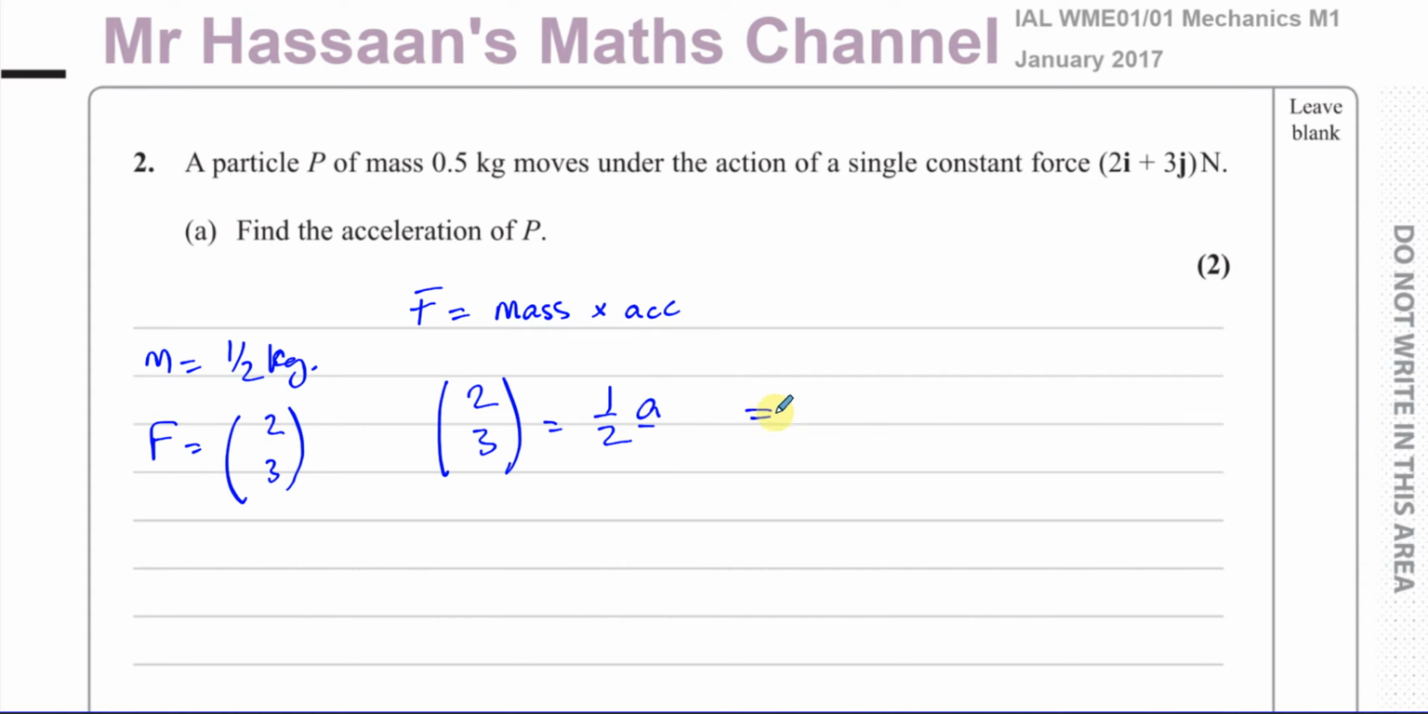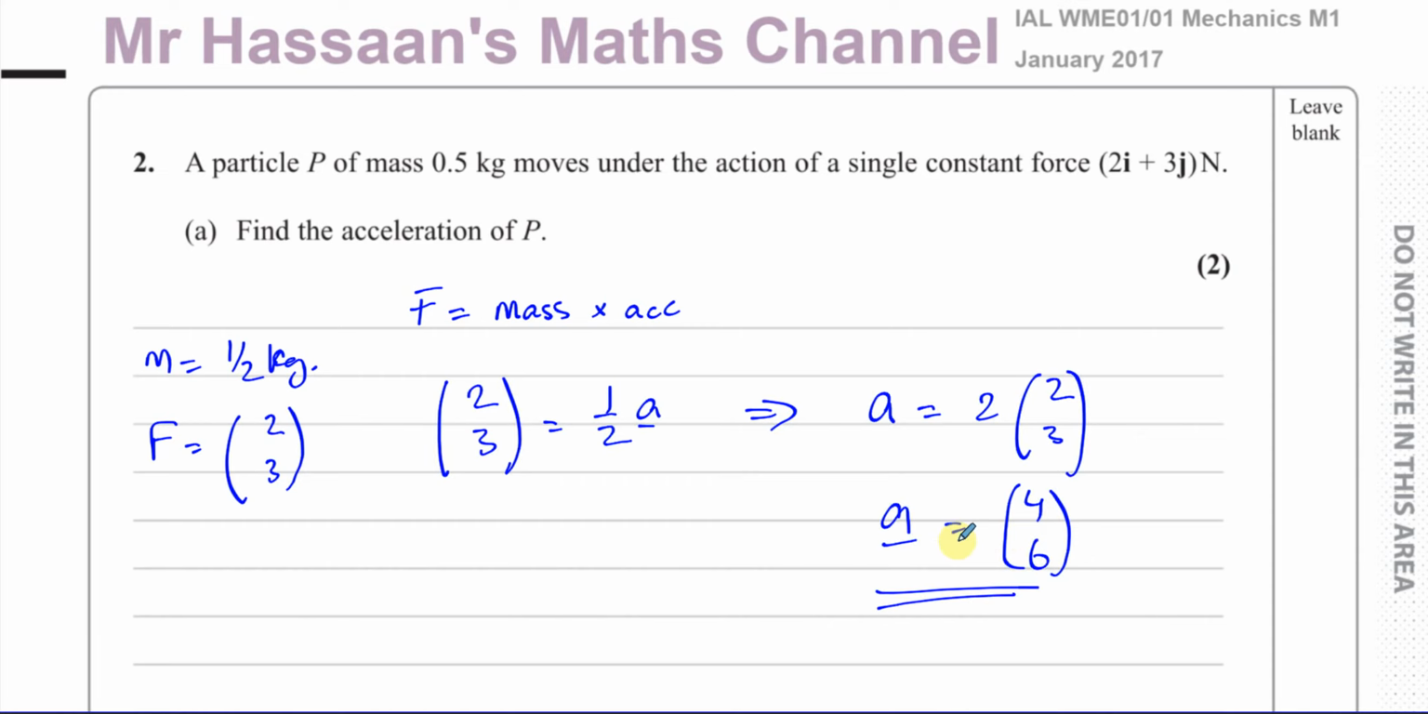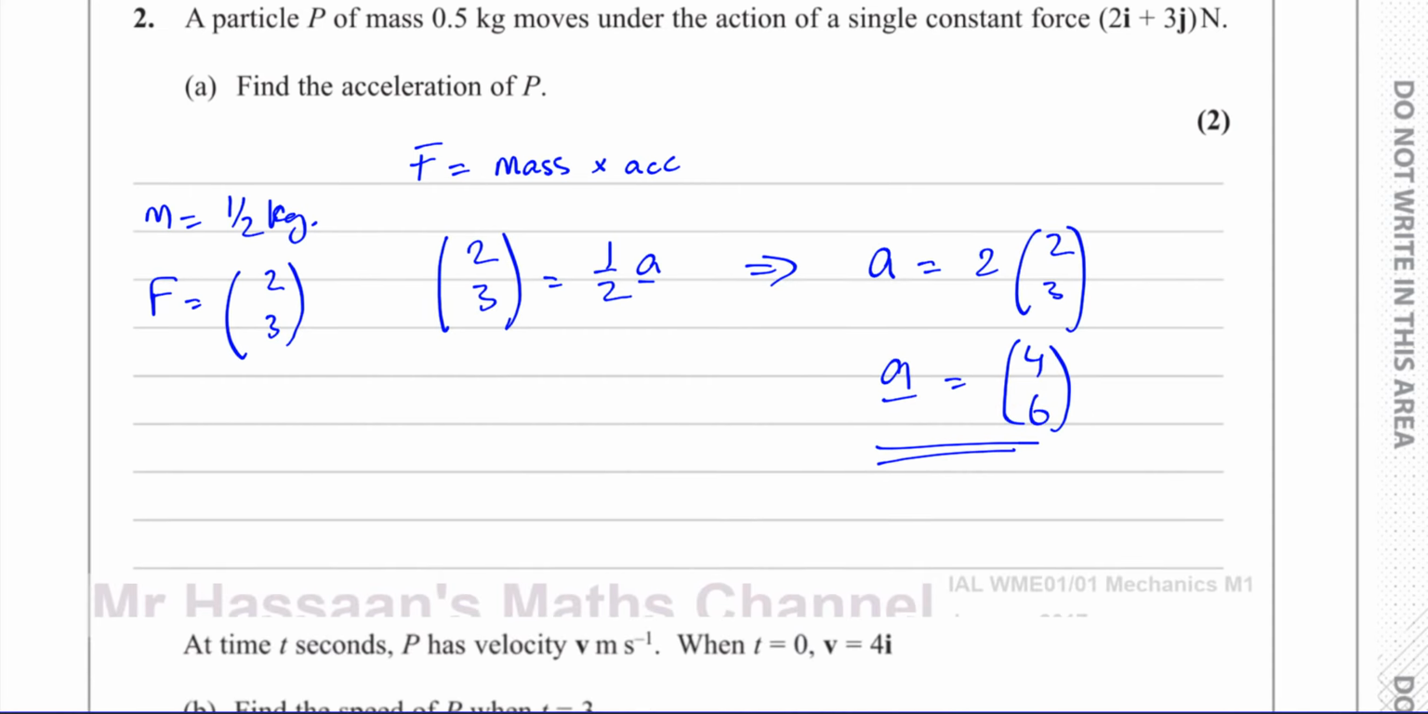So we can just rearrange this, basically multiply both sides by 2. So you have a is equal to 2 times (2, 3). So the acceleration, which is a vector, is (4, 6). And there's the answer for part A. Very simple. Okay, there's part A.